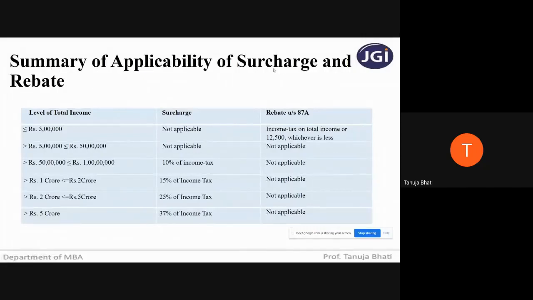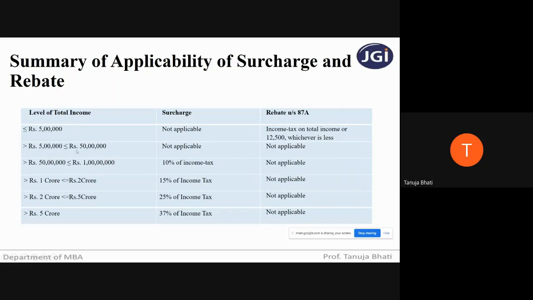So this is just a summary of the applicability of surcharge and rebate. See, surcharge is applicable when your income goes on increasing, and rebate is applicable when your income is at a lower end. Remember that. So where your income is less than or equal to 5 lakh, surcharge obviously is not applicable, because surcharge is applicable only when your income is exceeding 50 lakhs. Rebate is income tax on total income or 12,500, whichever is less.